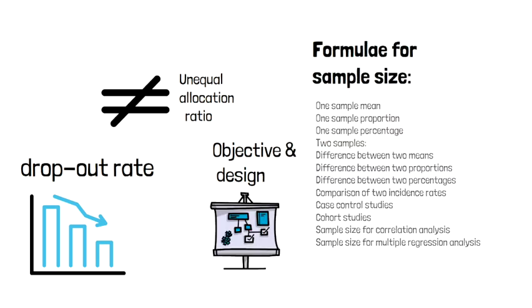Different types of formulae could be for one sample mean, proportion, or percentages. Formulae for two samples, like differences between two means, two proportions, or two percentages. It also depends upon the study types and designs. For example, in calculating the sample size for multiple regression analysis, the more predictors, the larger the sample size needed.